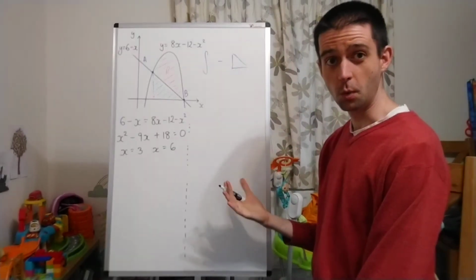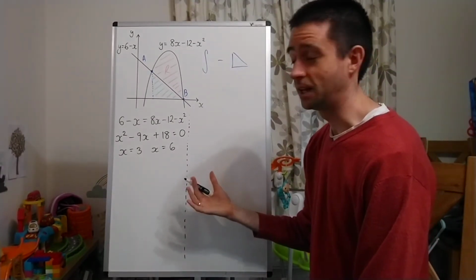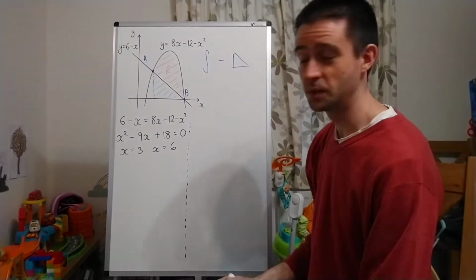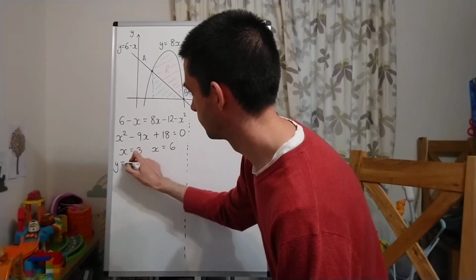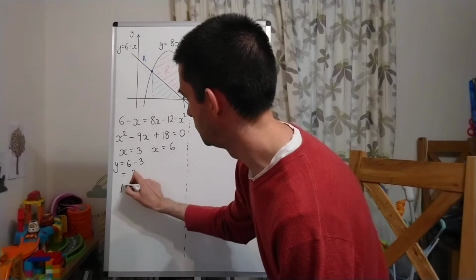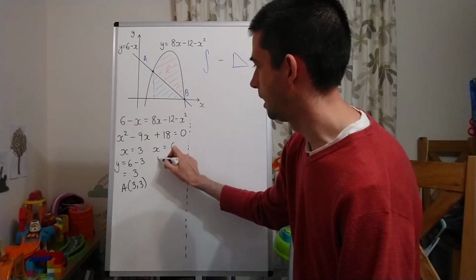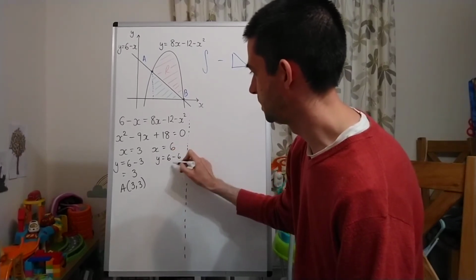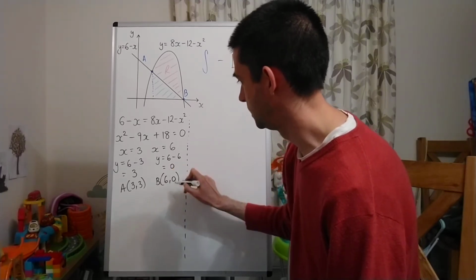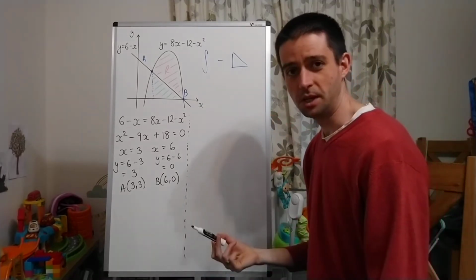Now with the previous one we knew what y was because it was a horizontal line. This one here we are going to have to substitute back into one of the two equations to find the y coordinate. So pick the one that's more straightforward. So y equals 6 minus x. So y equals 6 minus 3, which is 3, which means that A is the point 3, 3. And then for the other point B, y equals 6 minus 6, which is 0. So B is the point 6, 0. And that should make you happy because that point is on the x-axis as we expected.